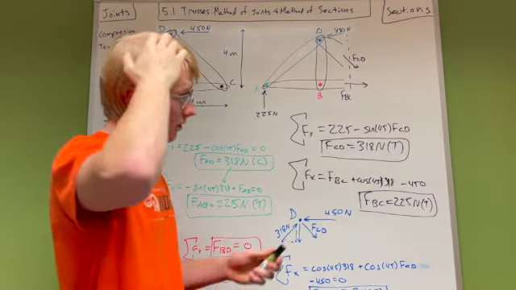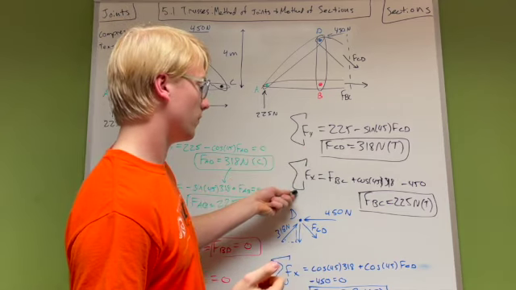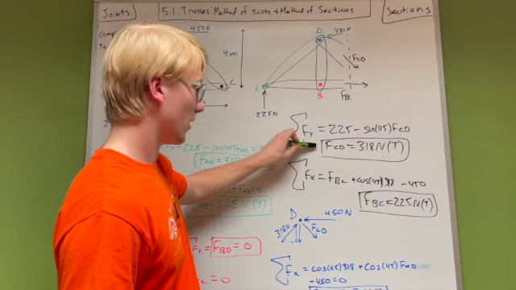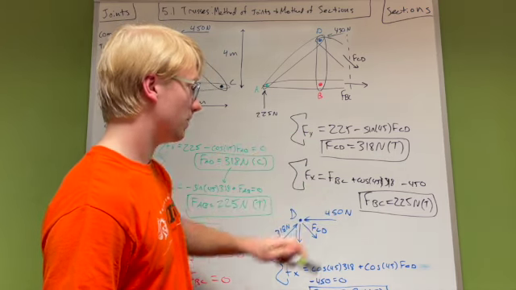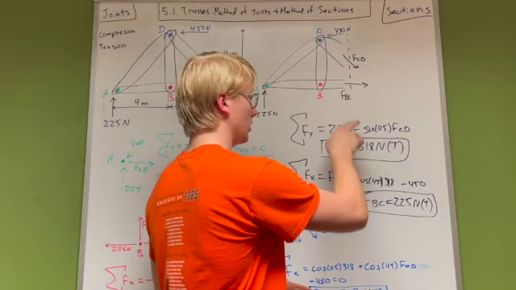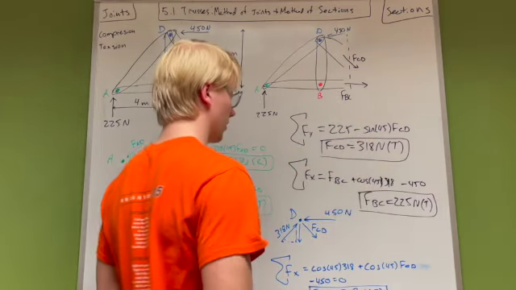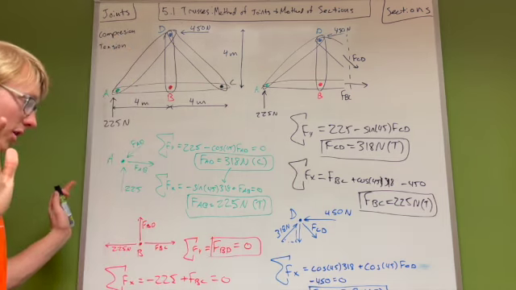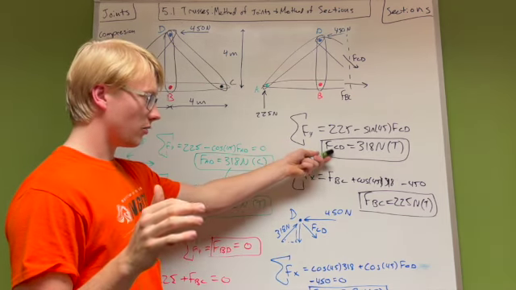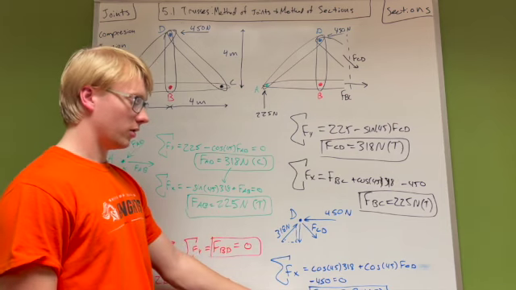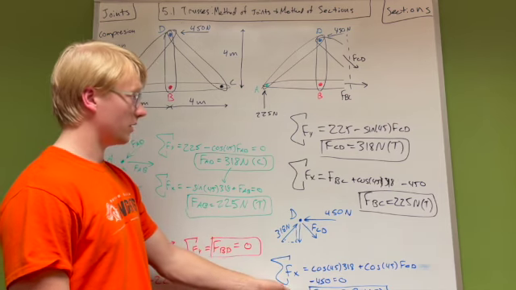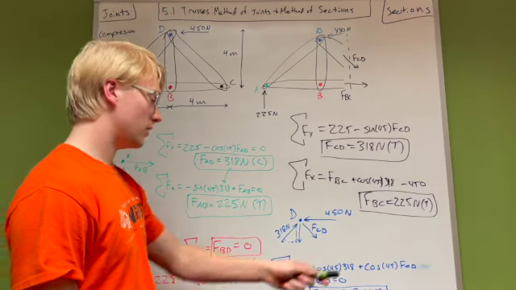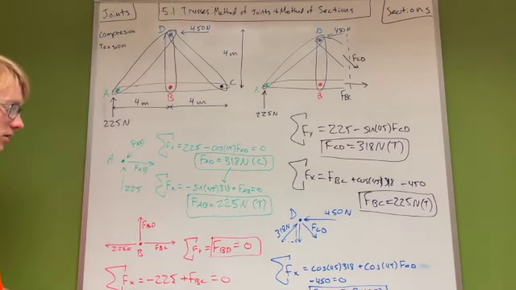Okay, so what I did here, some forces in the x, and some forces in the y. And I found FCD as well as FBC. Got both positive numbers because I know which direction the arrows are going. And by no surprise, FCD 318 is the same as the number we got when we did it in joints. And FBC is the same as the number we got when we did it in joints.